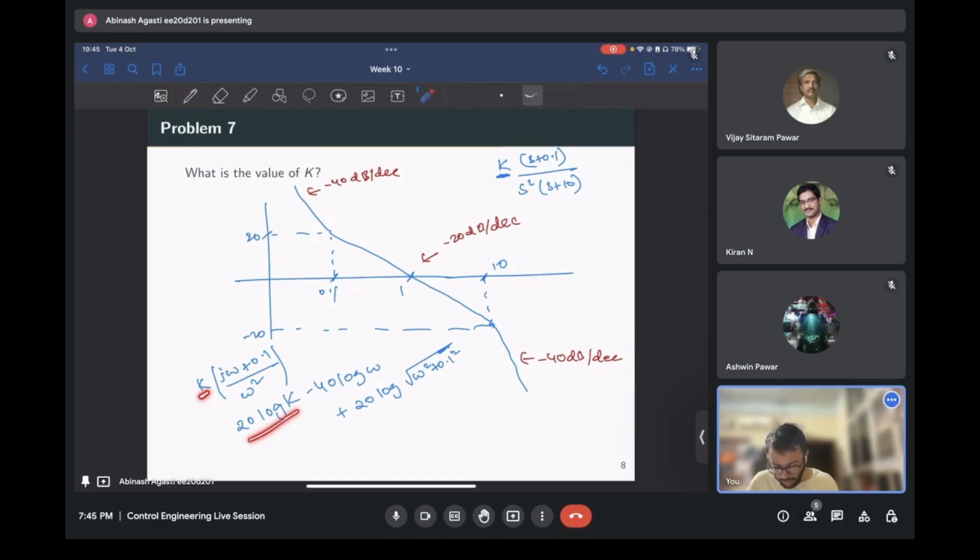For this we have this term. For this we have this term. And then for this we have this term. Correct. So this I'll equate it to 0 and put all things at omega equal to 0.1. Okay, so let us put it this way: s plus 0.1 equal to 10 into s by 10. Right. So this will be 20 log.